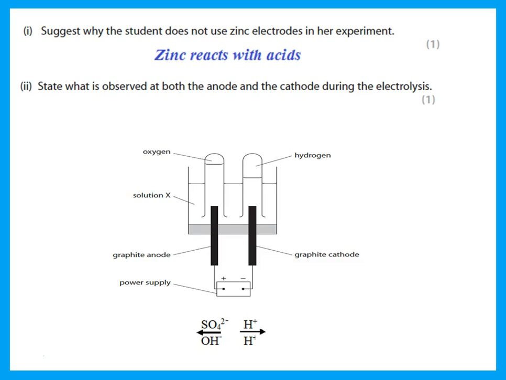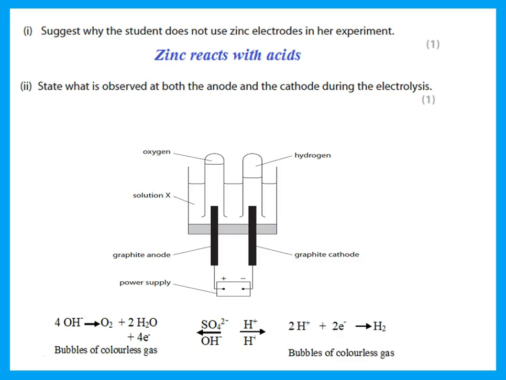At the anode, I have a choice between sulfate and OH minus. Remember, sulfate will never react here. It is the OH minus that reacts, and that's why I get oxygen gas. So I would see bubbles of colorless gas. Now, at the cathode, the negative, I have only H plus ions that could react, so I get hydrogen gas. So what do I see at both electrodes? I see bubbles of gas. You could also say bubbles of colorless gas.